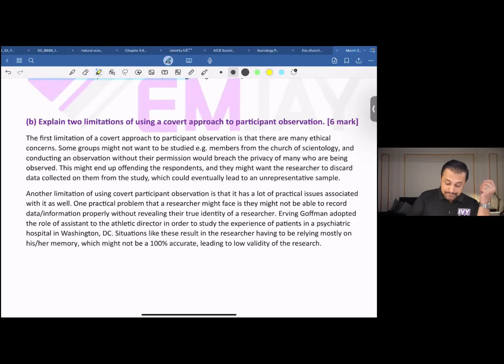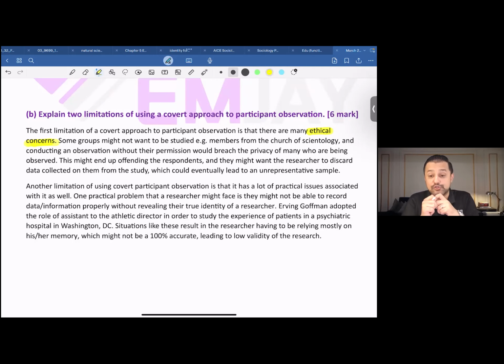To begin with, the first limitation of a covert approach to participant observation is that there are many ethical issues. Why an ethical issue? Remember when I said, if the people who are being studied do not know that they're being studied, it would be an ethical issue. It is ethically wrong to observe people without their consent. Now, let's elaborate on this further.